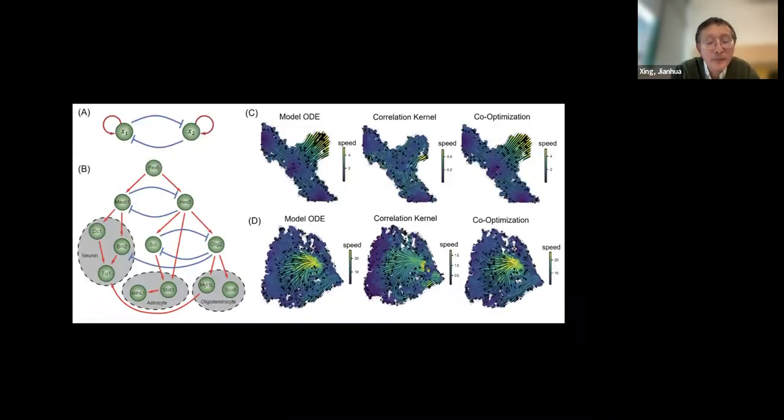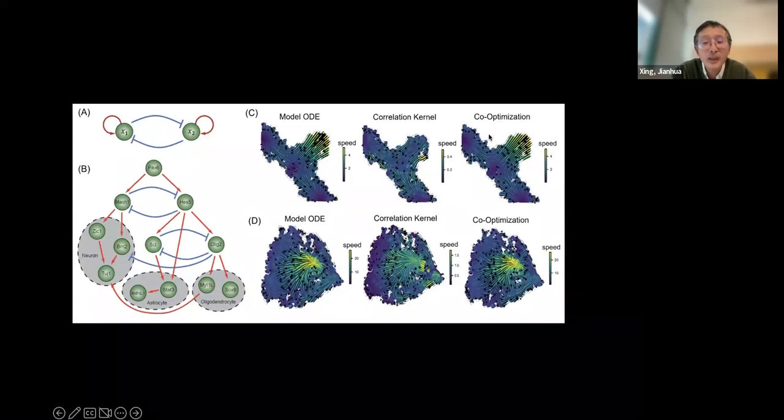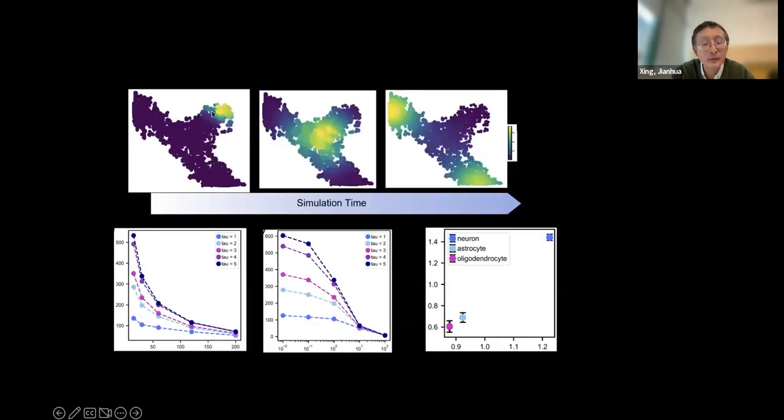So this is a simulation. We show two models: one is two genes regulating each other, and another has multiple genes. You can see the correlation kernel is the heuristic model I mentioned, which does not have a real mathematical foundation. It can provide some qualitative direction, but the quantitative relations are lost. With the new way we do this, really representing the vectors on the graph, we can preserve all the quantitative information. We can also describe the dynamics: the system starts from here and propagates, and with time we can recapitulate all the dynamic information I show here.